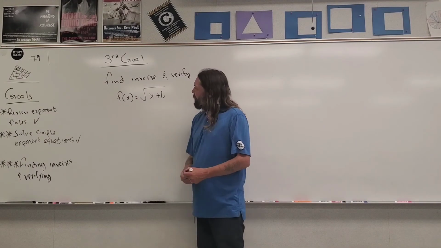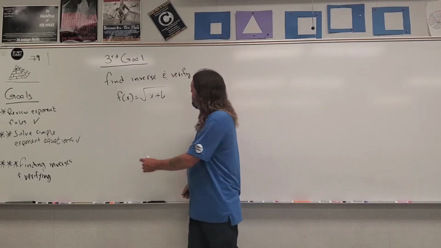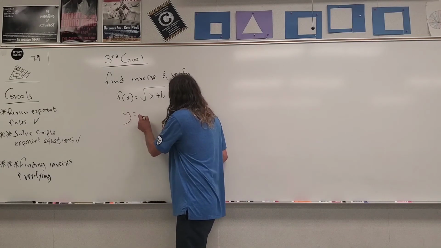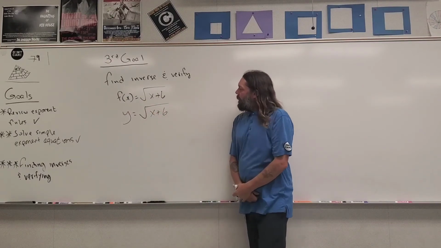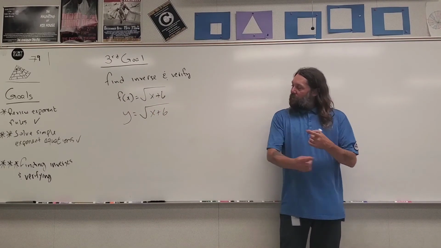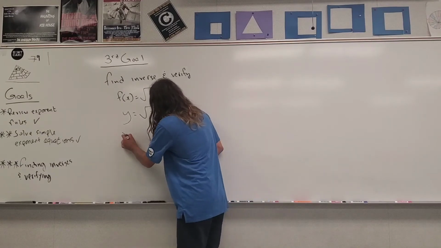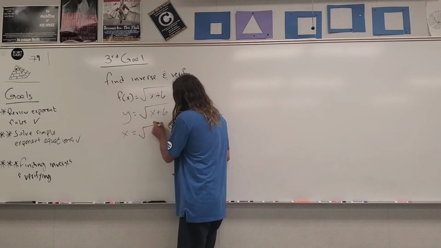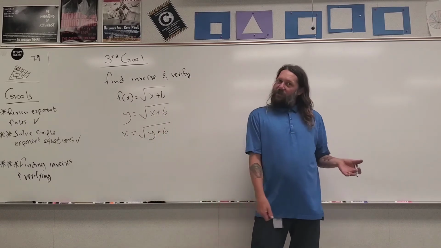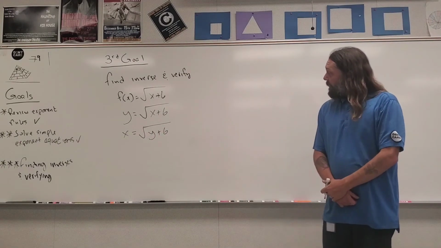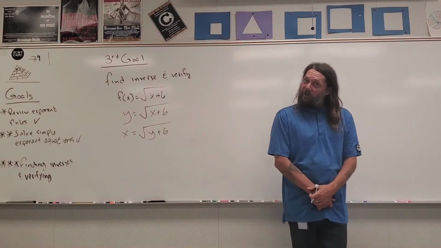Remember, the first thing is we're going to rewrite f of x as y. So I get y equals the square root of x plus 6. And now the next thing I'm going to do is switch the x and the y. So I get x is equal to square root of y plus 6. And now we have to isolate the y. So that's what we have written on our cheat sheet as the steps to find the inverse.